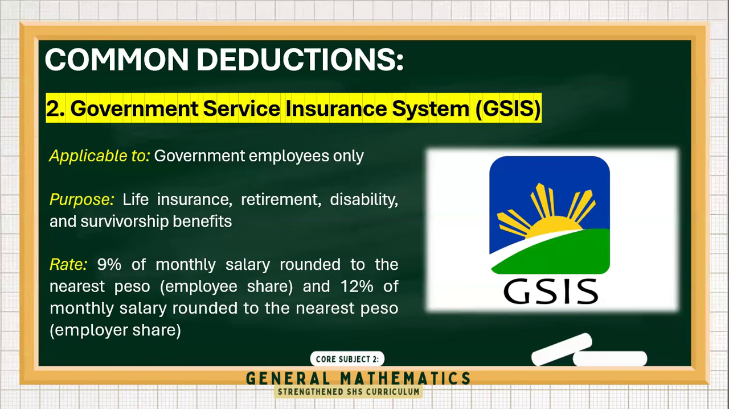So, how much is the contribution? Employees share 9% of the monthly salary. And 12% of the monthly salary will be coming from the employer or from the government agency. So when you combine both, this helps you secure your future.